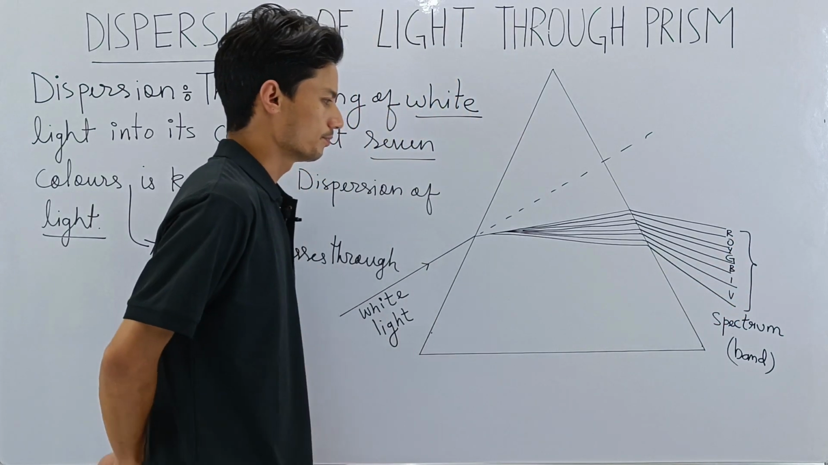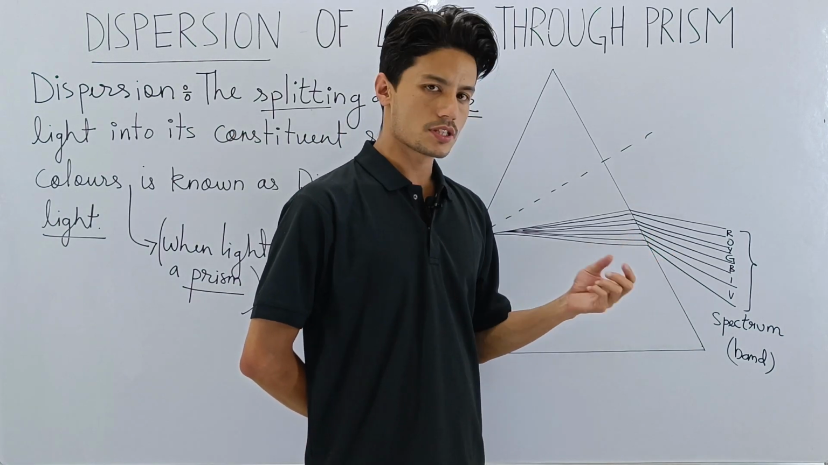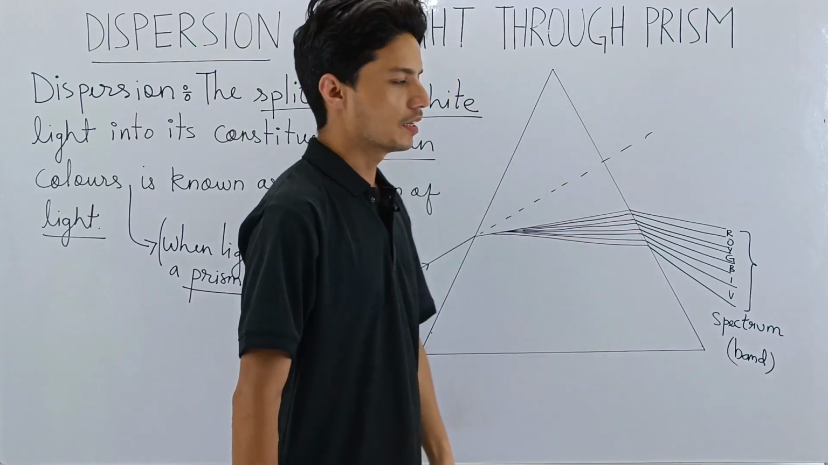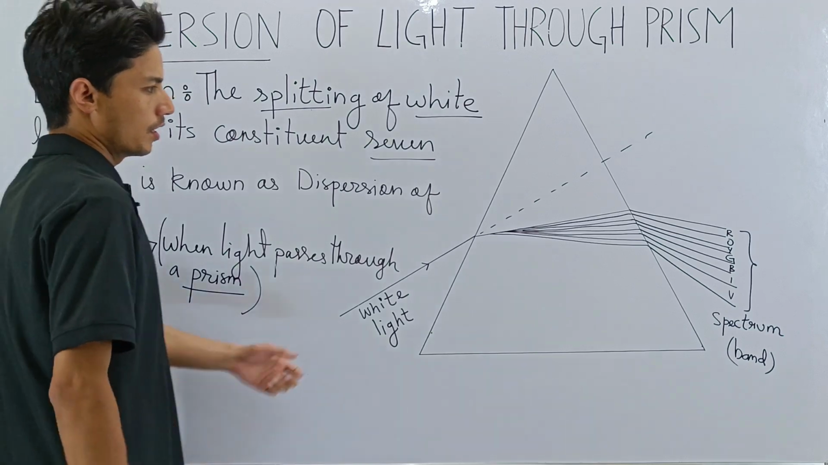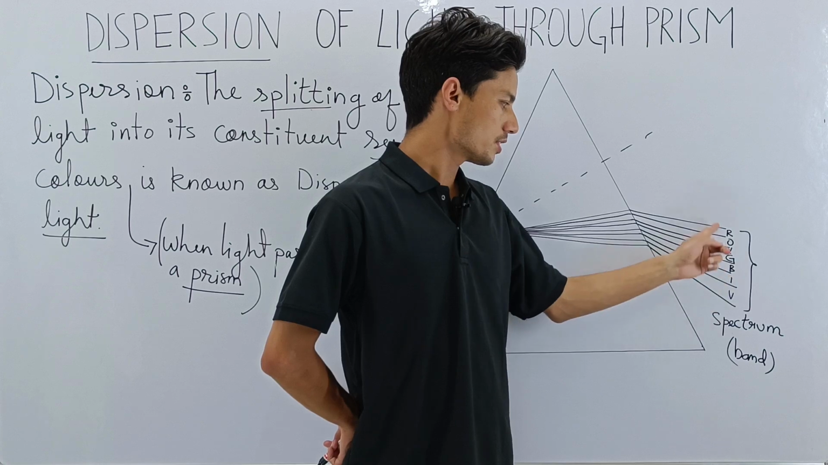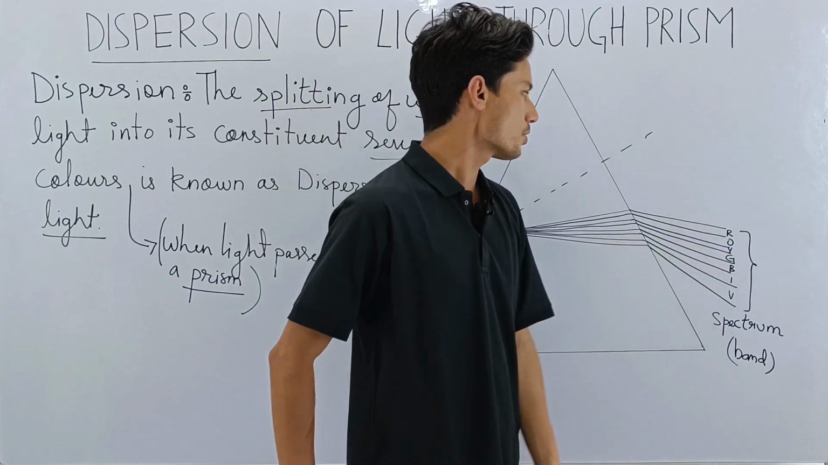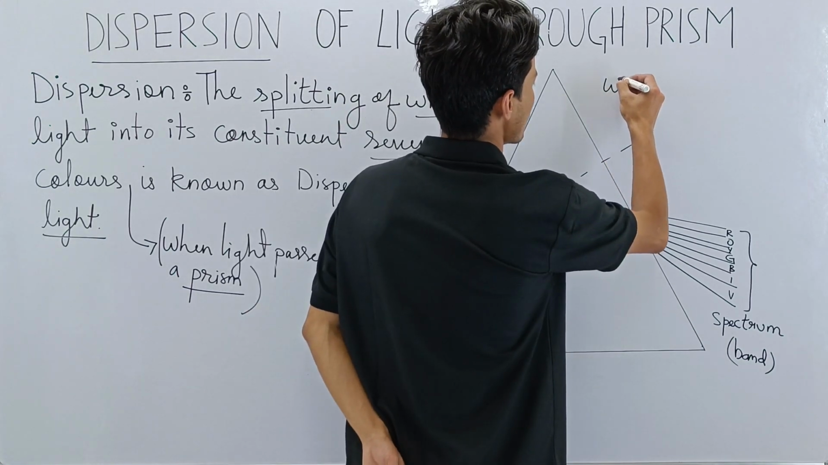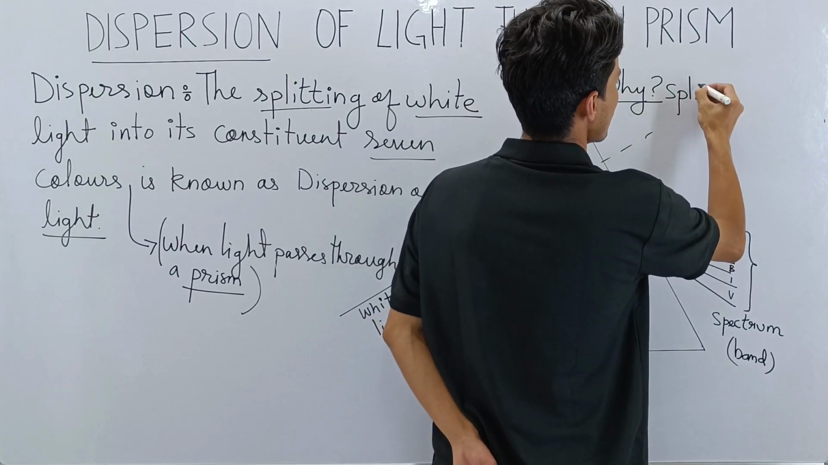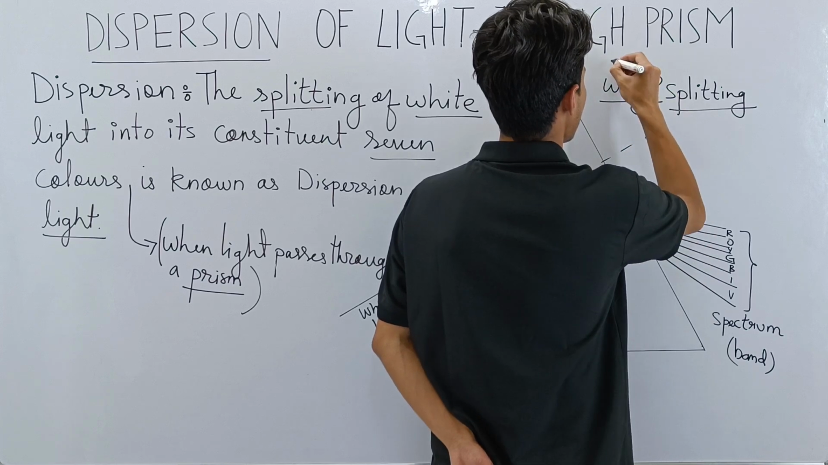All right, now there can always be a question, and I suppose this question will come to your mind: why does light undergo dispersion? Why are we seeing these colors? Why are we seeing this spectrum? So there's a big question, why? Why splitting? Or how? Or how also is there?